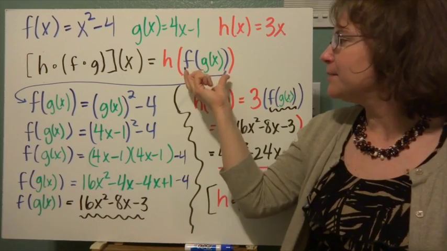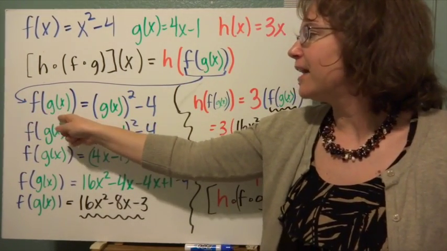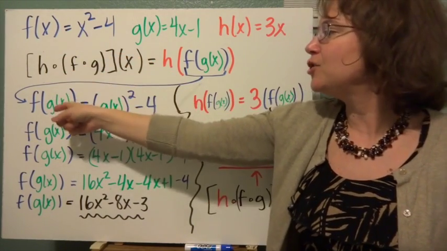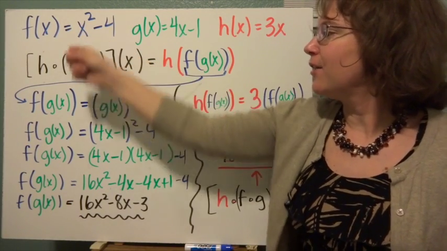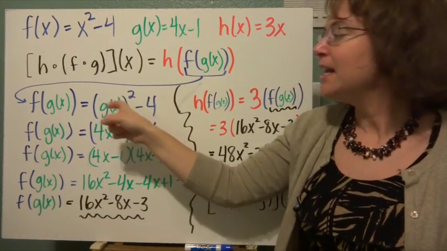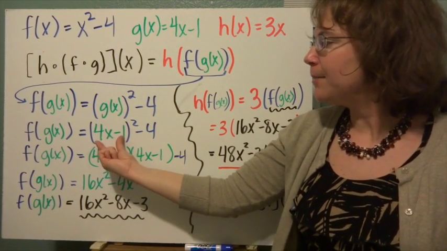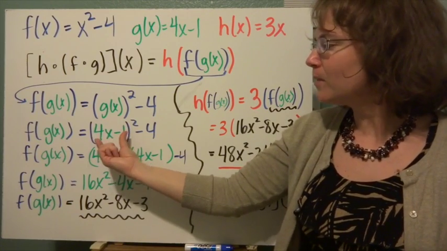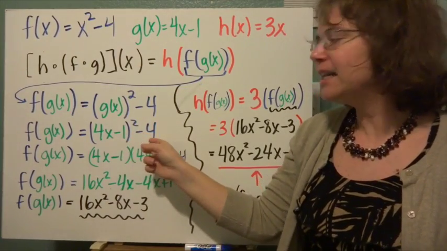So f of g of x, I'm just going to take this section and figure out what it is over here. That means I'm going to take my function f, and everywhere there's an x, I'm going to replace it with a g of x. So here's my function f of x, x squared minus 4, and instead of an x right here, I'm going to put g of x. G of x is 4x minus 1. So I have 4x minus 1 squared, minus 4.